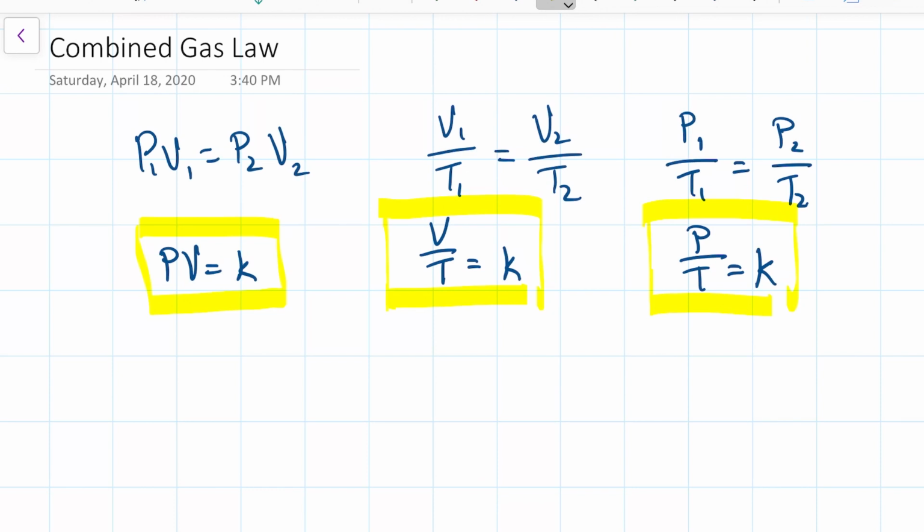Guys, so now we've learned about 3 laws and we've done labs with 2 of them. PV equals K, Boyle's law. V over T equals K, Charles' law. P over T equals K, Gay-Lussac's law. And then we've drawn graphs that go with each of them.